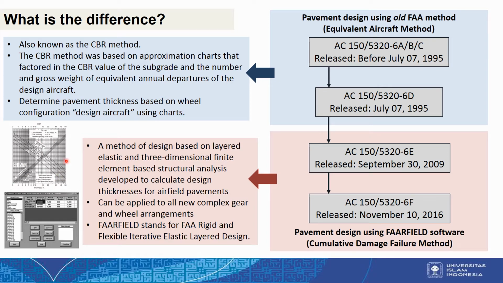So basically we just use charts like this. These are the charts. We have the CBR, this is for the gross weight of the design aircraft, and this is for the equivalent annual departures. After we input all of the variables, we get the thickness of the pavement here. I will explain how to use the charts later.